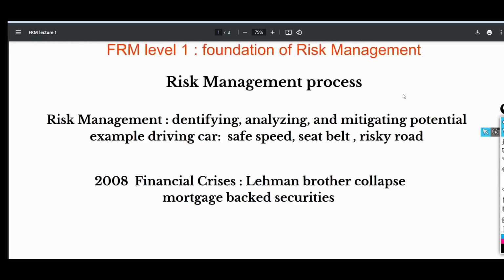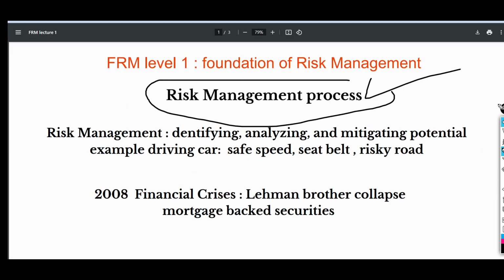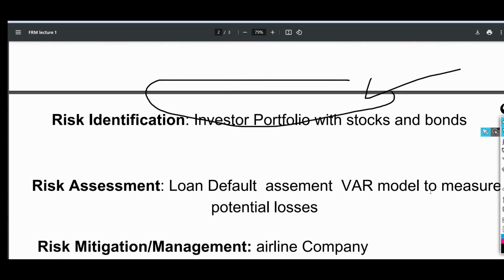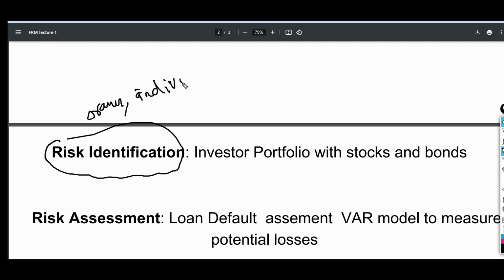So what is the risk management process? It is a very, very important part. In the risk management process, we first have risk identification. We have to first identify the risks, whether it is about the organization or about the individual investor. Everybody has to analyze and identify their risks.